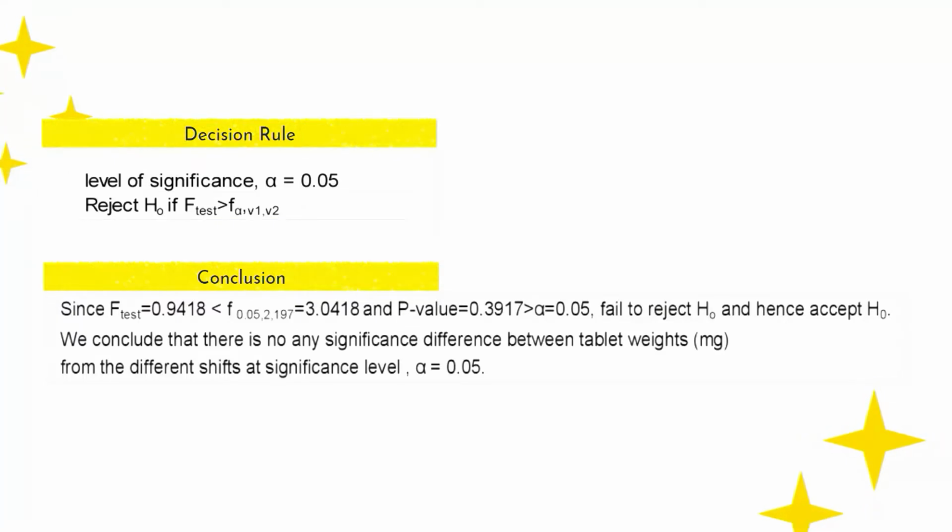So we can conclude that there is no significant difference between the tablet weight from the different shifts at significance level alpha equal to 0.05. That's all from part C.